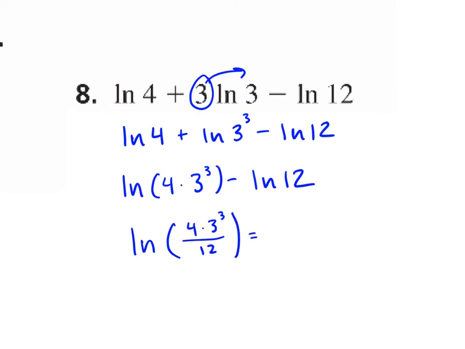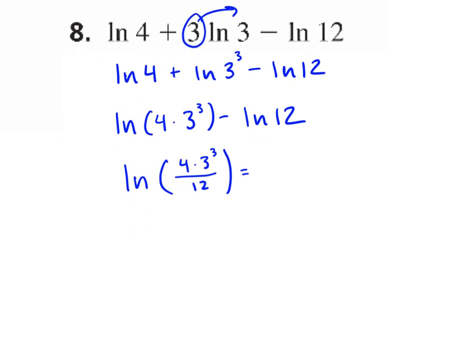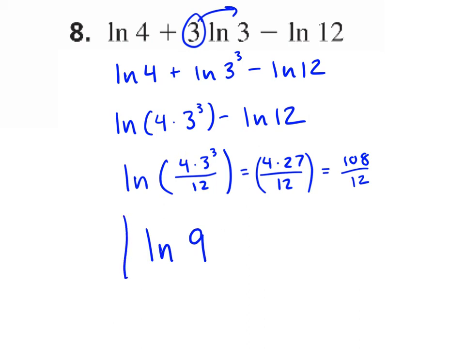Now we just have to work out what's on the inside. So what do we need to do first here to solve 4 times 3 cubed divided by 12? Multiply 3 cubed. What's 3 cubed? 27. So we have 4 times 27 over 12. 108 over 12. Yep. So this would be the ln of 9.